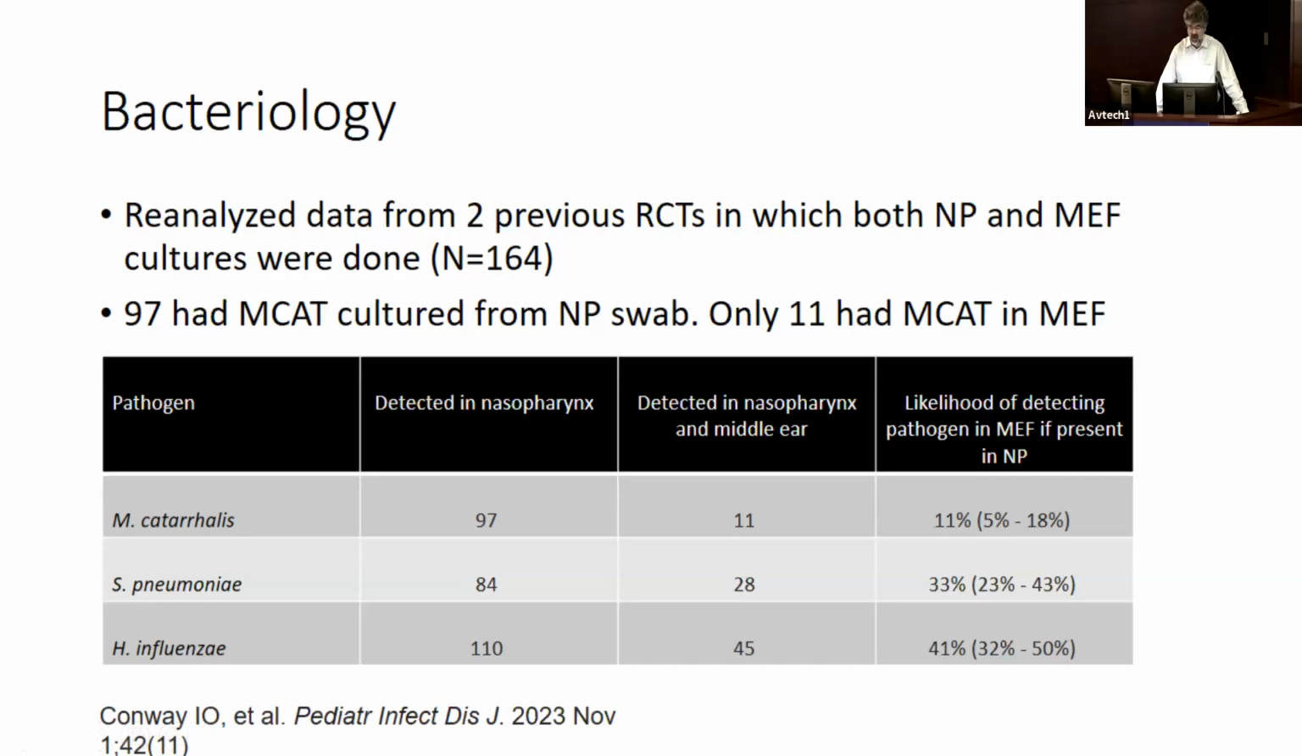So only 2 children in this 164 had Moraxella alone in their middle ear. So it seems to be either it doesn't make it to the ear, or once it's in the ear, it gets outcompeted by H flu and strep pneumo. And this is something that needs to be figured out, why it's a little bit different than the other 2 pathogens that seem to be more otogenic.